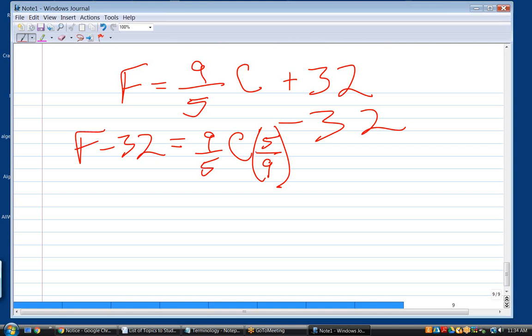But it's not really a violation of my rule. My rule is you got to do the opposite. Well, multiplying by the reciprocal is dividing by 9/5. That's how you would divide by 9/5, is to multiply by the reciprocal. So it's really following the same rule. Okay, and then I have to multiply this by 5/9 also.